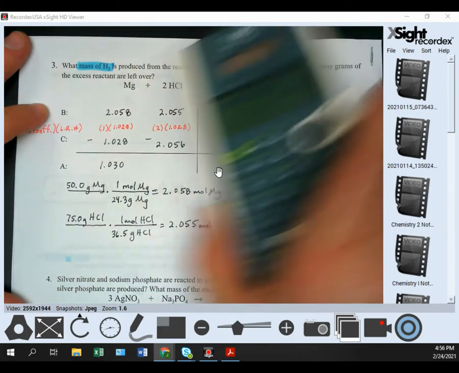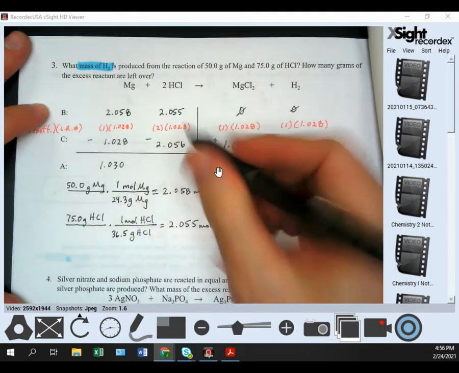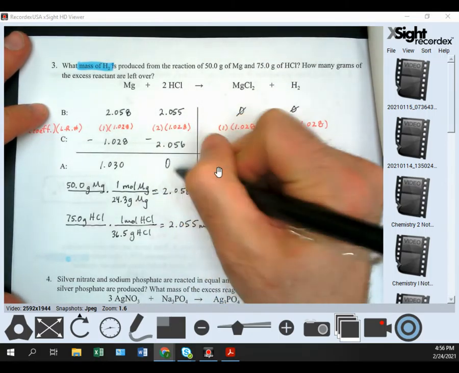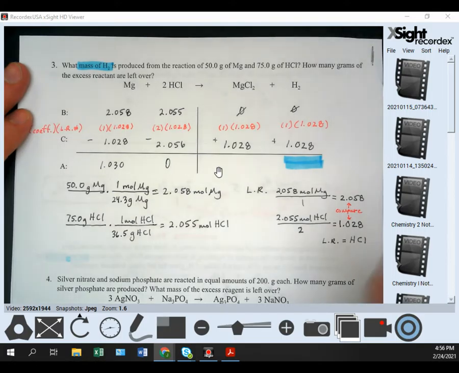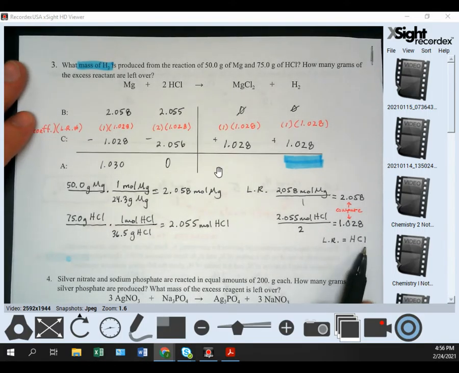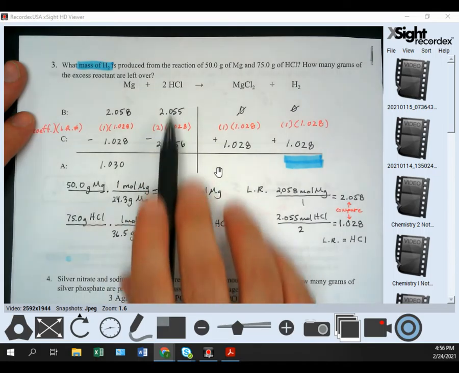Just know that if you get a number that's super close to 0, it's actually just 0. It's just because of rounding that it wasn't perfectly on 0. So you can just put a 0 there, which makes sense with our information because we said that the limiting reactant is hydrochloric, which means that runs out. So after the reaction is done, that should be a 0, which it is.